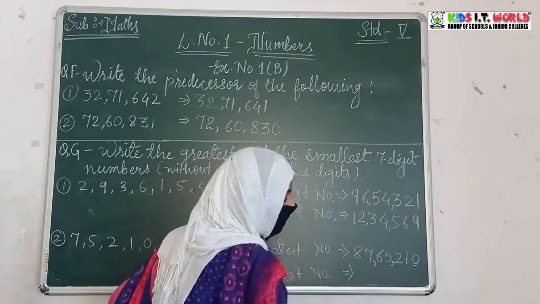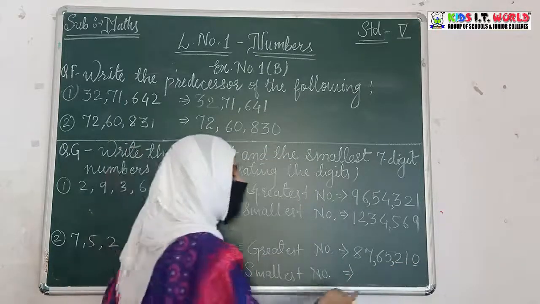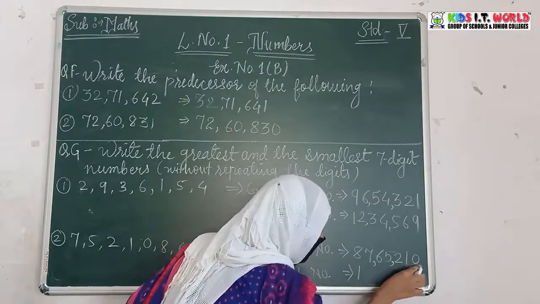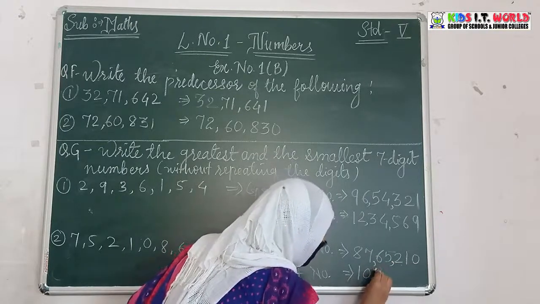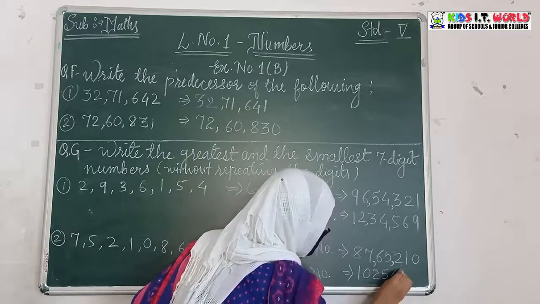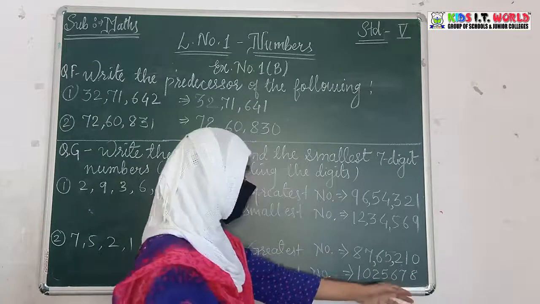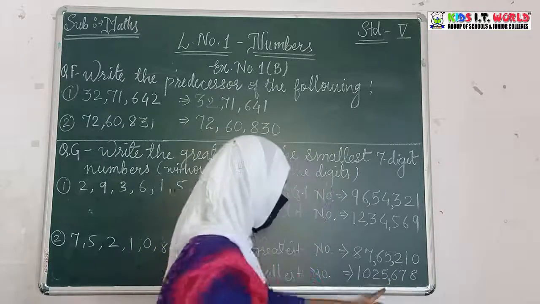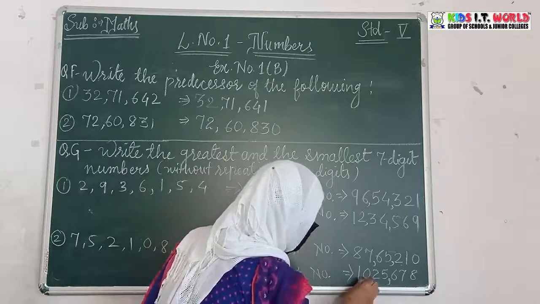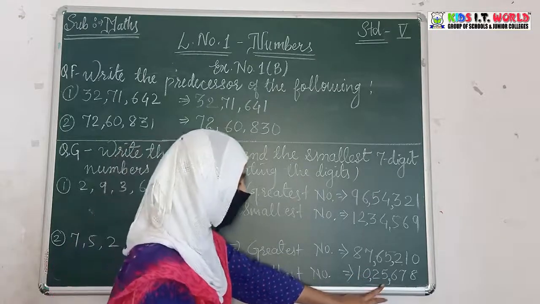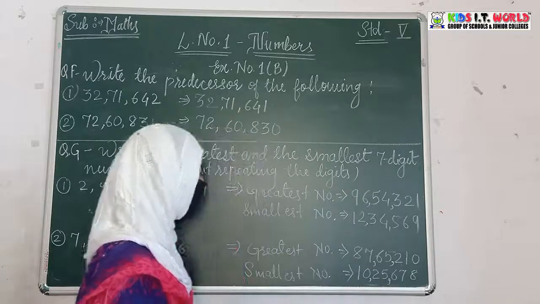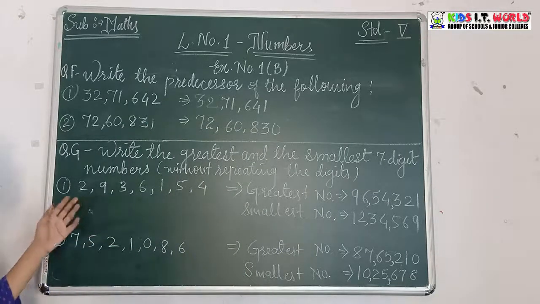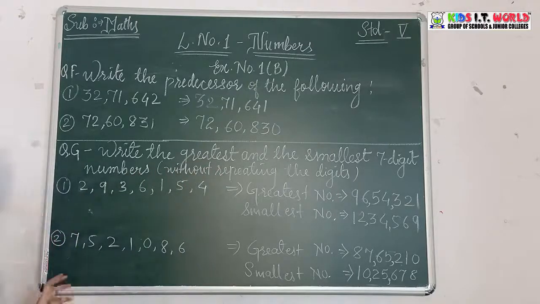As I told you, whenever you are writing the smallest number, just write it reversely. But we can't start the number with 0. So what now? Whichever number is beside the 0, you will write it first. So 1, then write down the 0, then 2, 5, 6, 7 and 8. Now separate it by the periods: ones, tens, hundreds, comma, thousands, ten thousands, comma. So the number is 10,25,678. In this way, you can make a 7-digit number without repeating the digits.